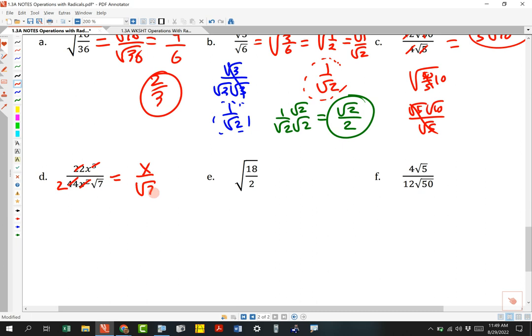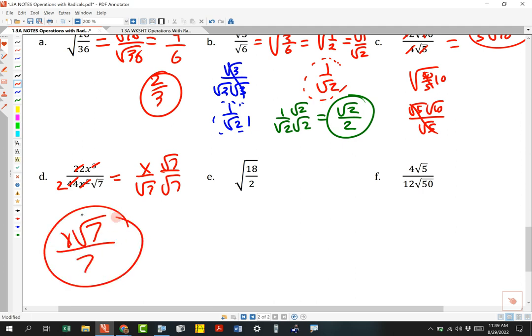I can't leave a radical in the denominator. I've got 1 7 right now. How many more 7s do I need in order to take them out? 1 more. So I'm going to give it the number that it needs. I'm going to multiply the bottom by radical 7. I can change a fraction into another equivalent fraction as long as I multiply the top and bottom by the same thing. So if I multiply the top and bottom by radical 7, I'm going to end up with x radical 7 over 7.